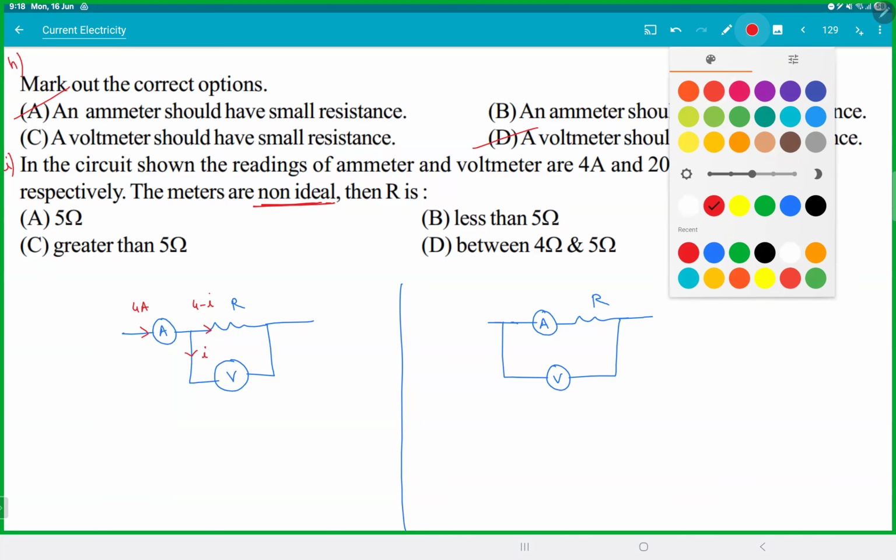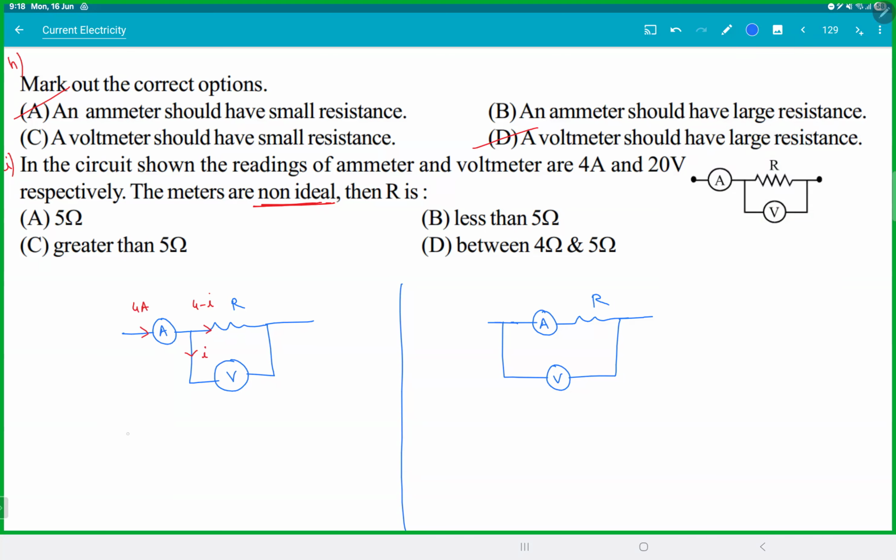So when you write V is equal to IR, understand the meaning of that. V is the voltage across the resistance and I is the current in the resistor. So this will be 20 and the current will be 4 minus I. This will be greater than 5 ohms.